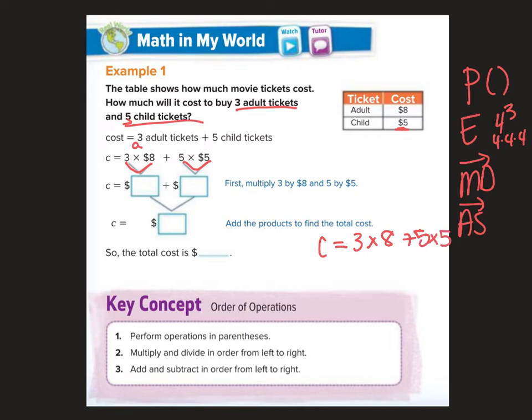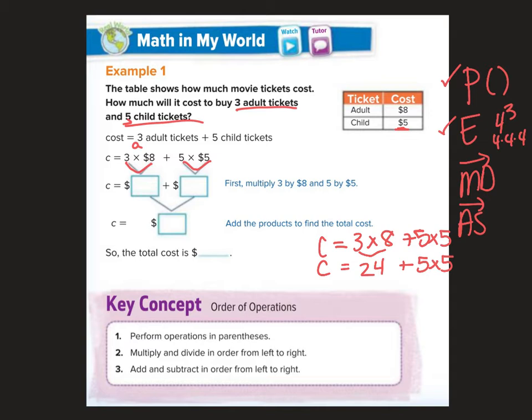Are there any parentheses? No. Check. Exponents? No. Check. We're not going to get that until next year, but okay, now I need to do multiplication or division. We don't have any division, so I'm going to do multiplication next. From left to right. So I have to do this one over here first. 3 times 8 is 24, plus 5 times 5. Notice how I bring everything straight down.